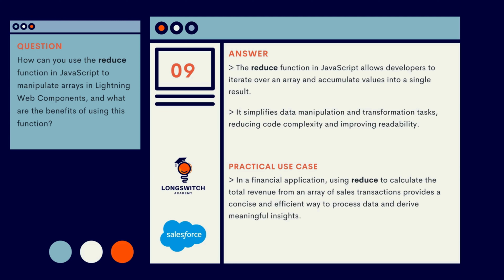The reduce function in JavaScript allows developers to iterate over an array and accumulate values into a single result. It simplifies data manipulation and transformation tasks, reducing code complexity and improving readability. If I have to mention a practical use case for this, then I would consider a financial application. In a financial application, using reduce to calculate the total revenue from an array of sales transactions provides a concise and efficient way to process data and derive meaningful insights.